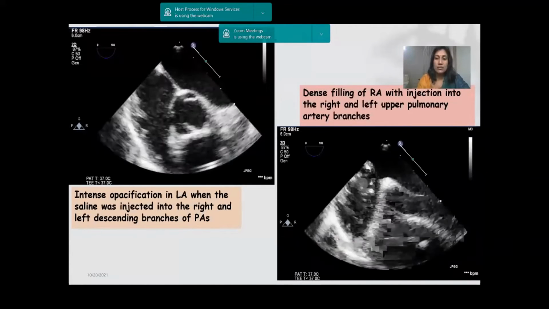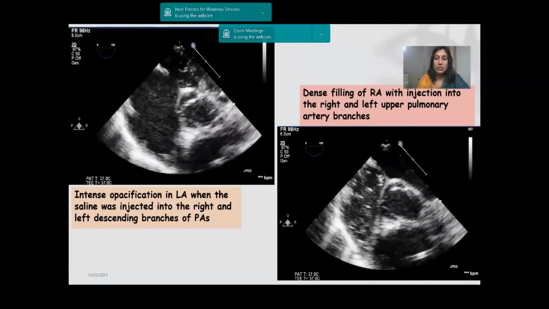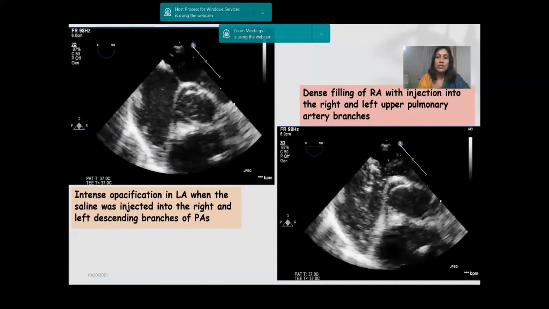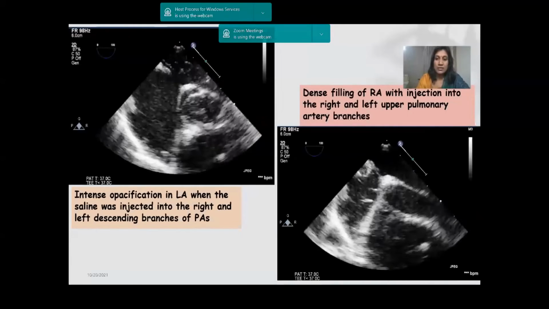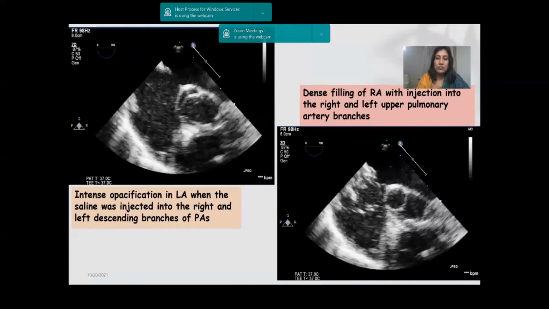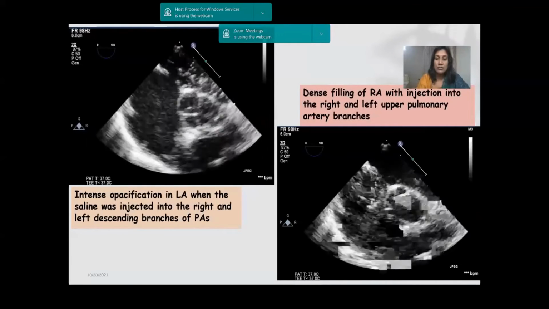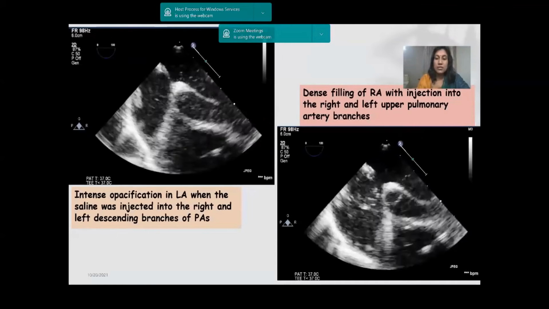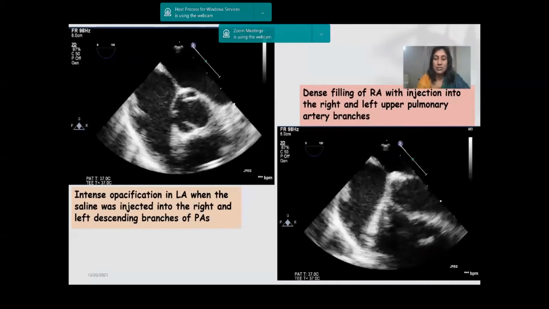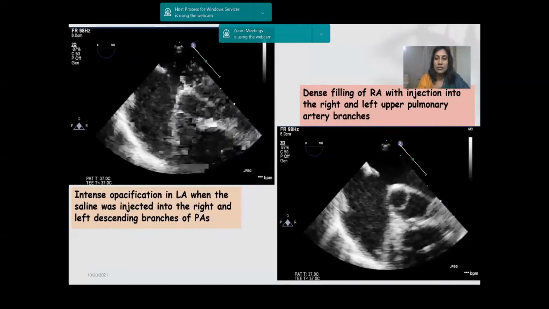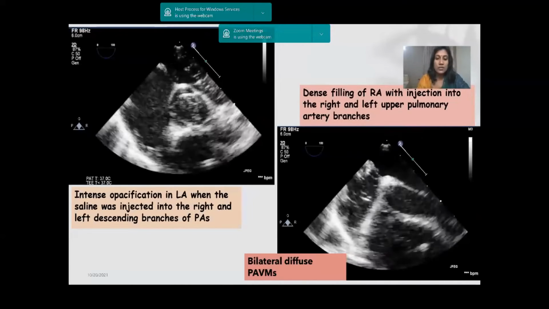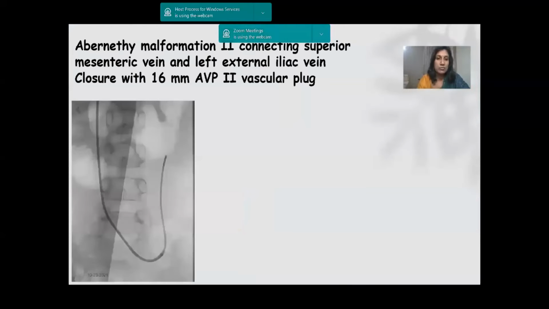Then we injected directly into the right and left upper pulmonary artery branches, which showed filling of the right atrium with saline contrast. That was also indicative of pulmonary arteriovenous malformations in the right and left upper lobes, because there was partial anomalous pulmonary venous drainage into the SVC, which was causing the bubbles to appear in the right atrium in this instance. So he was diagnosed with bilateral diffuse pulmonary arteriovenous malformations.